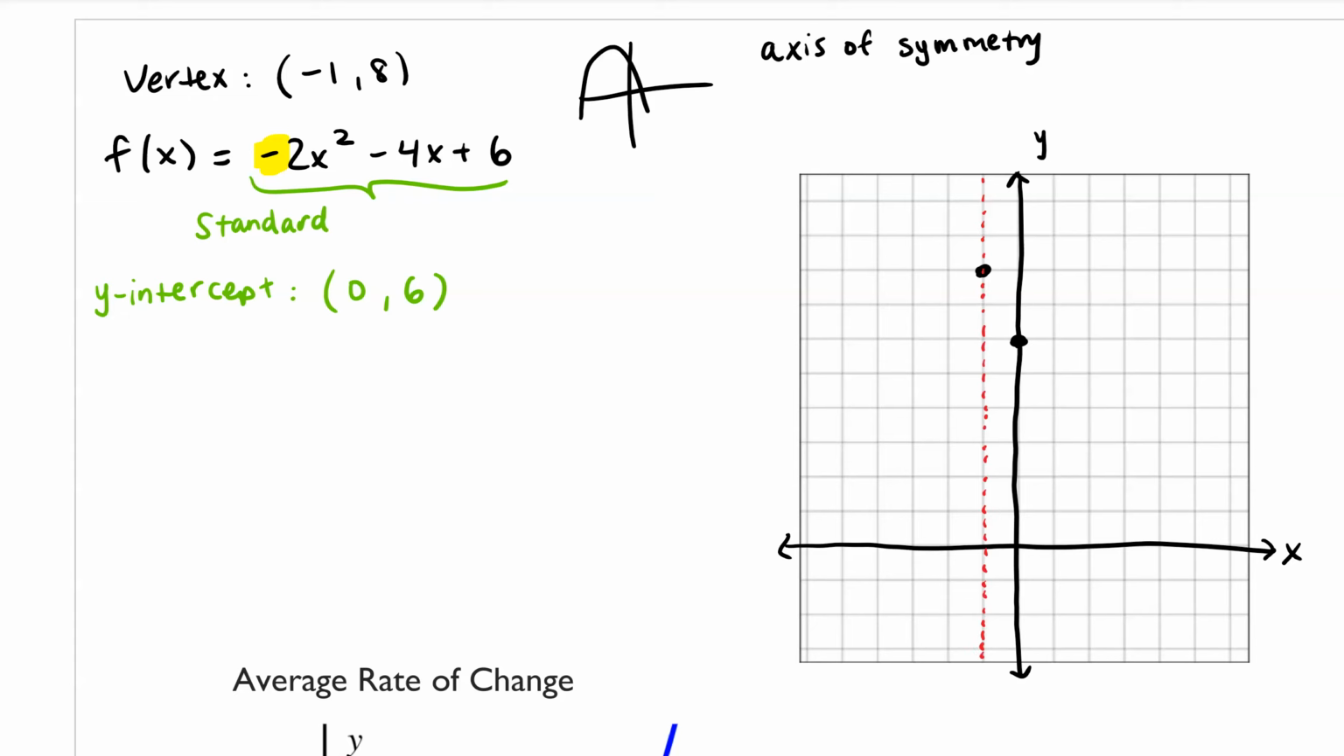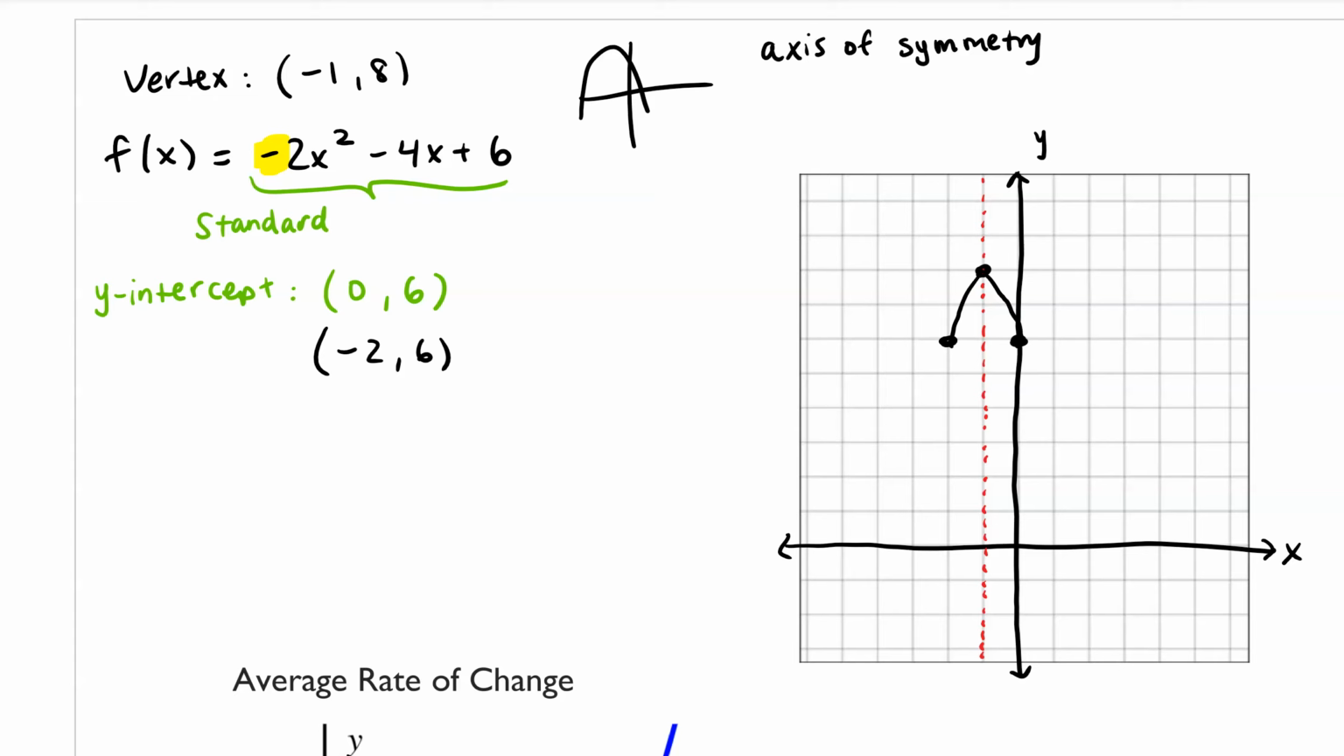The axis of symmetry just says that all of the points are mirrored or symmetrical around that line. So if one of the points on our graph is 0, 6, then we know that another point on our graph would also be negative 2, 6, which is this point right here. So now that we have 3 points, I think it's good to go ahead and start forming our graph. So it's going to look something like that.